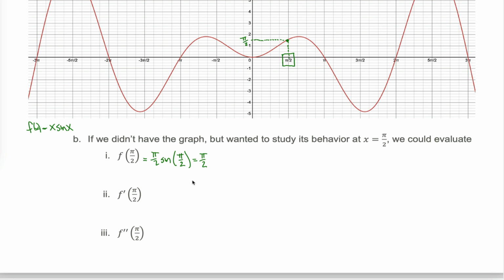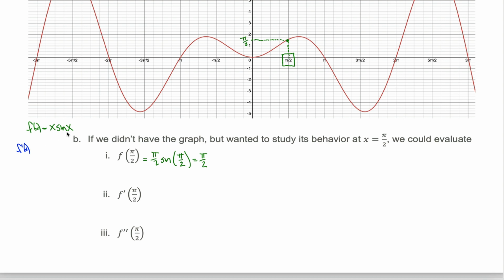Well, those are all things we can understand if we understand the slope of the tangent line to the curve at this point. In other words, the derivative of this function evaluated at pi over 2. Since f of x is x times sine of x, we can figure out f prime of x by just taking the derivative of x times sine of x.